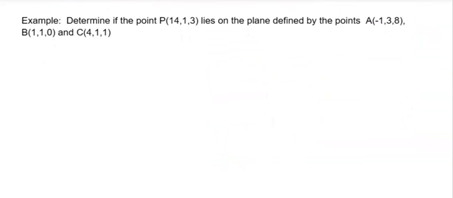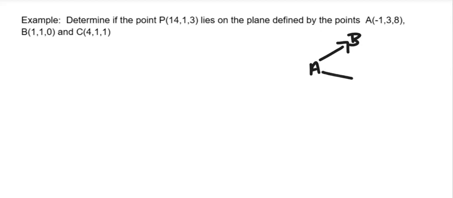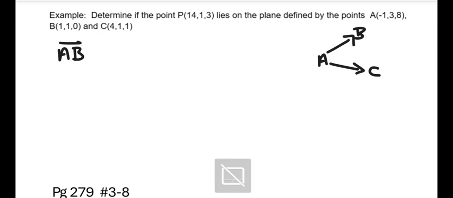Let's figure out if point P1413 lies on the plane that is defined by these points A, B, and C. Okay, let's draw a little diagram just to help us out. So A, B, and C. So here's A, and here's B, here's C. So this is a plane defined by vector AB and AC.